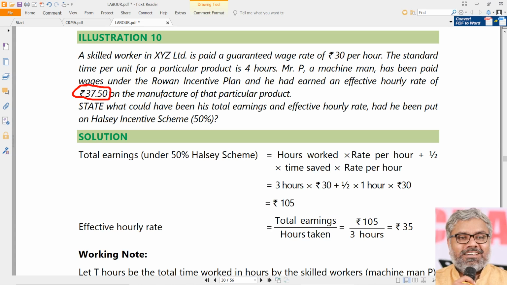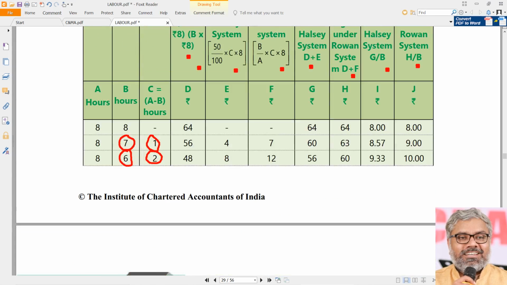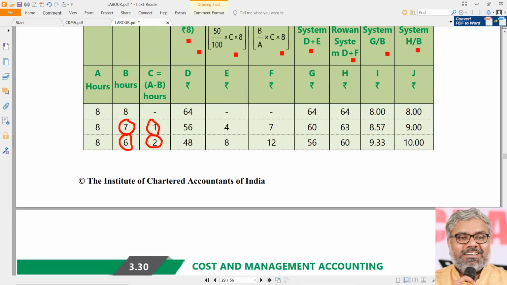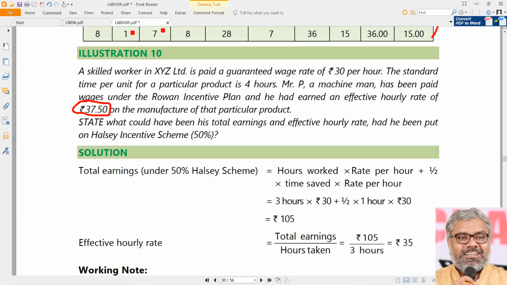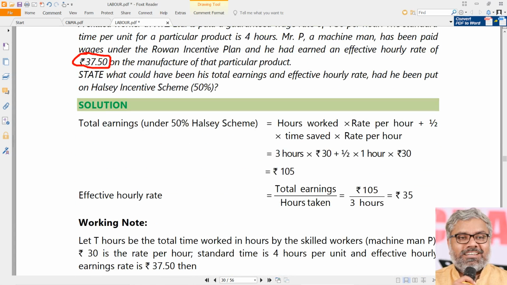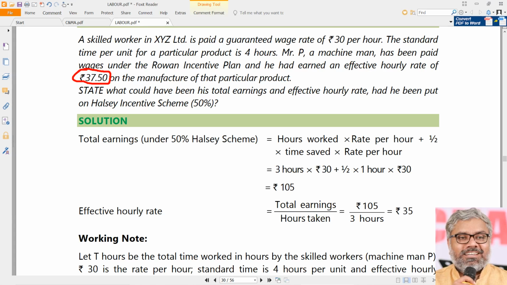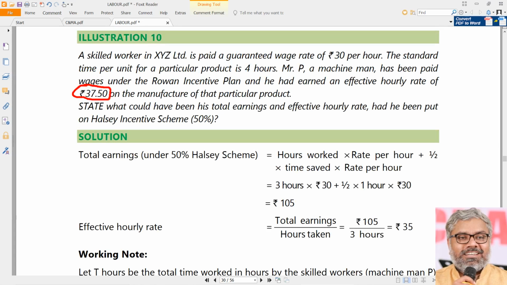He is not talking about bonus, he is not talking about only basic wages. He is talking about an effective hourly rate of 37.5 on the manufacture of that particular product. That means finally what we are talking about is hourly earnings under Rowan system. Finally the total wages divided by number of hours, that is what is calculated here, already calculated as 37.5. State what could have been his total earnings and effective hourly rate had he been put on Halsey system, it is saying.